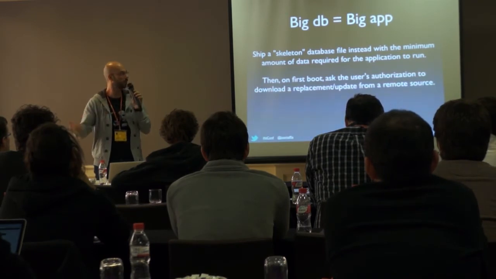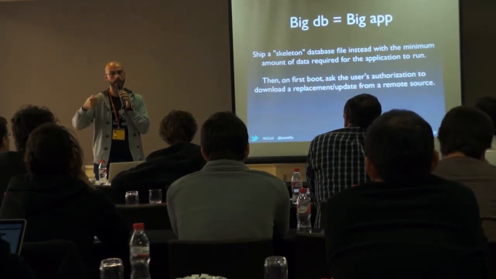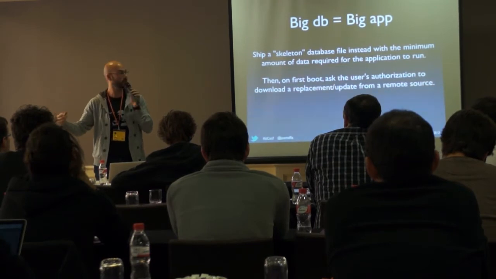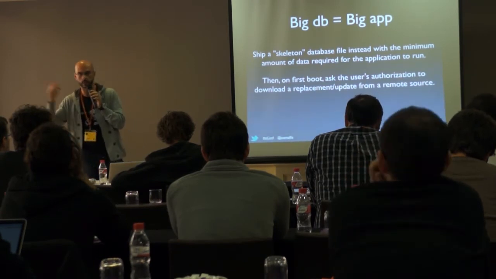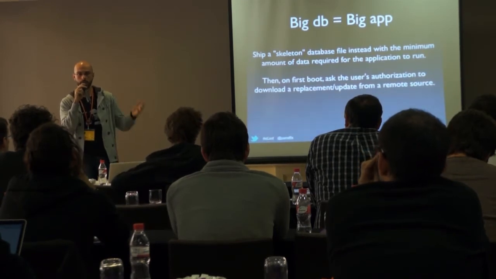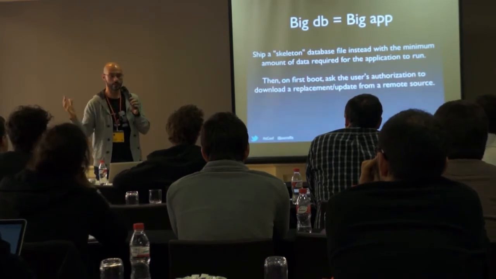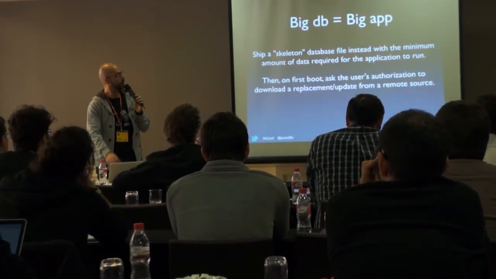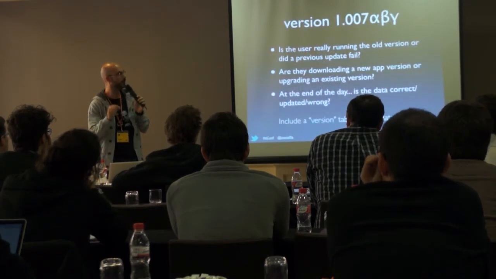Then you can do all sorts of things. You can ask the user, welcome to the app, why don't you get the updated version of the data? And then you do all this through the network, so you can update the internal database with external data from your classic DB on the server, or whatever REST API you have. Again, that's to avoid shipping a big application. And that's kind of the next tip, to actually give a version.